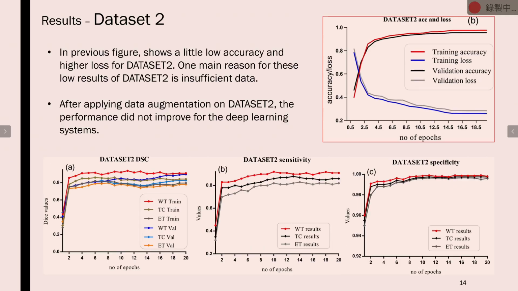And for dataset 2, the model showed lower accuracy and higher loss. The main reason for these low results is that dataset 2 has insufficient data. The study says that even after applying data augmentation on dataset 2, the performance didn't improve for the deep learning systems.